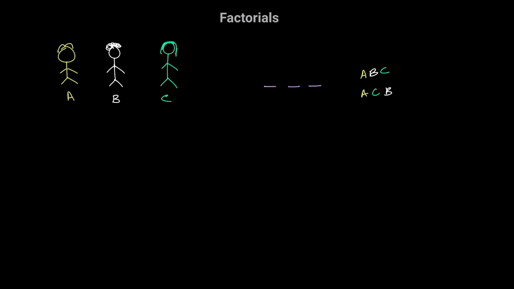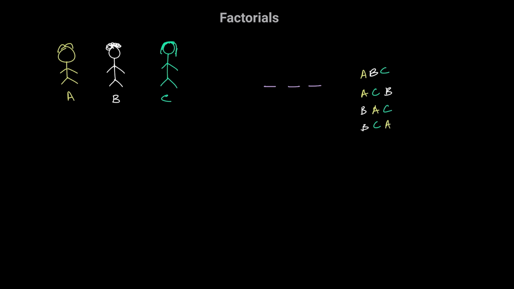Now of course we can also start with B in the leftmost position, and now B can be paired with either A or C in the middle position. Now if we have A in the middle, then obviously we're left with C at the end. And if we have C in the middle, then we're just left with A at the end.